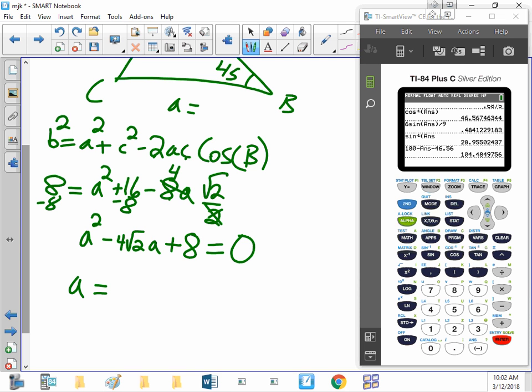So, without solving this, let me show you what happens. Let's say I solve this, Brent, and I get 3 and negative 1. What does that mean? That there's only one triangle. Negative 1 cannot be the side of that triangle. So if you do the quadratic formula and you find out that one's positive and one's negative, then you only get one triangle. What if they're both negative? There's no triangle. What if they're both positive? There are two triangles.